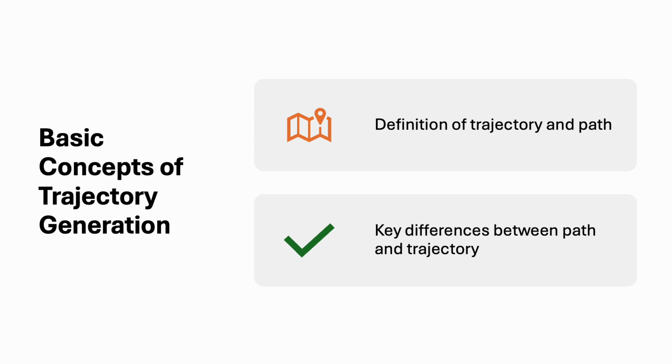In the robotaxi example, trajectory planning would involve continuously updating the speed and direction based on real-time traffic data, pedestrian movements, and other dynamic factors.